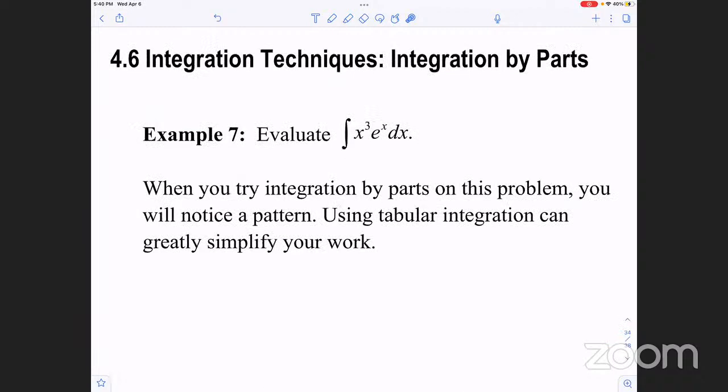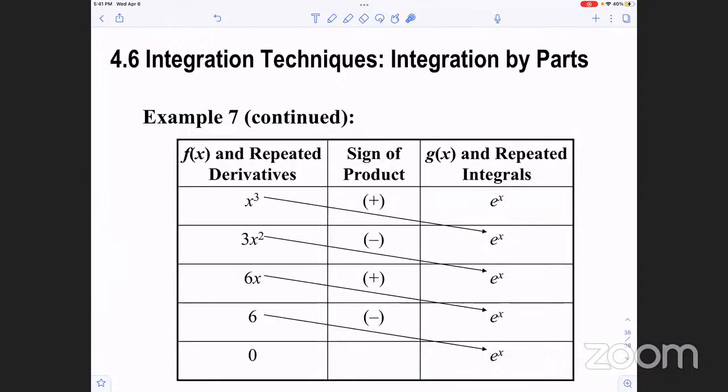So when we try to do integration by parts in this problem, you'll notice a pattern. Using tabular integration can greatly simplify work, right? So f and repeated derivatives, the sign of the product, and g and repeated integrals, right? Because if we start with x cubed, that derivative is 3x squared, but then that derivative is 6x, and then 6 and then 0, right?